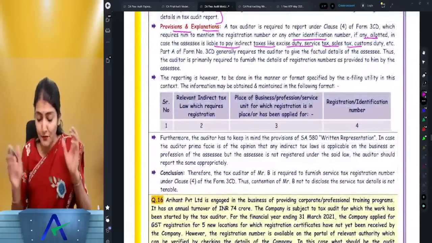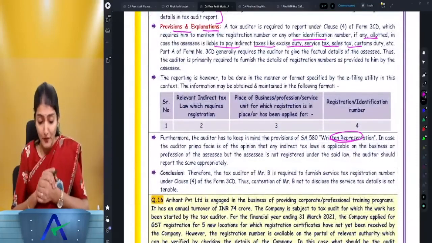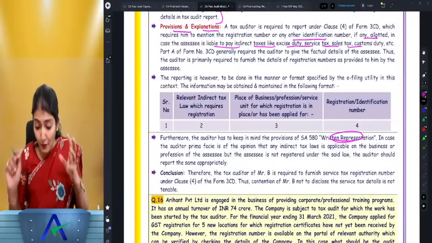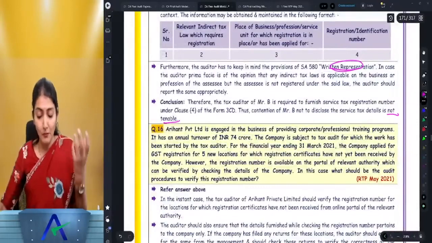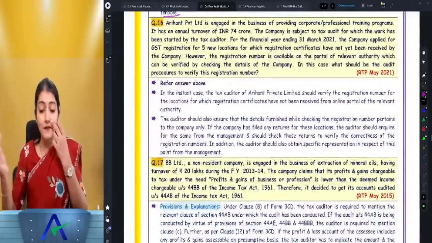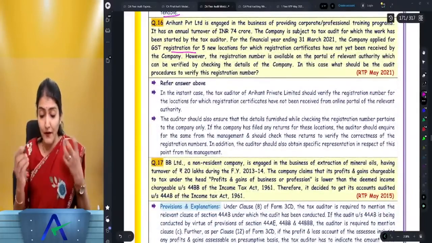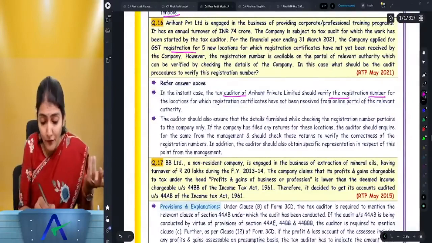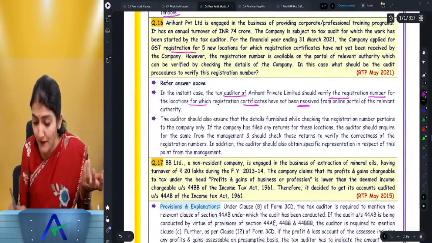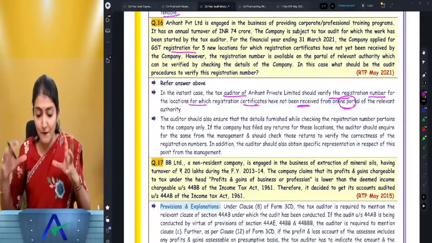Right? Then the reporting has to be done, and the auditor needs to obtain written representations from the management. Therefore, the tax auditor is required to furnish the details, and the contention of the management is not tenable. Then again, the company applied for GST registration. So again you need to say that the tax auditor should verify the registration number of the locations for which registrations have not been received from the online portal. If they have not yet obtained the GST registration certificates, then you can verify it from the online portal.